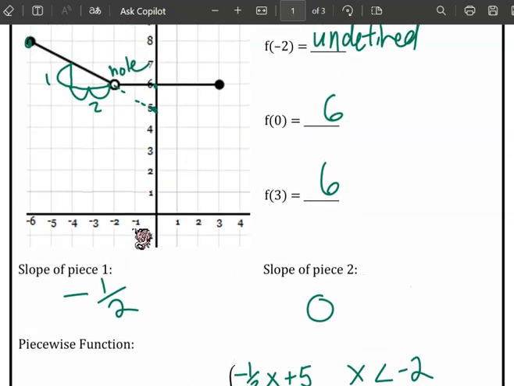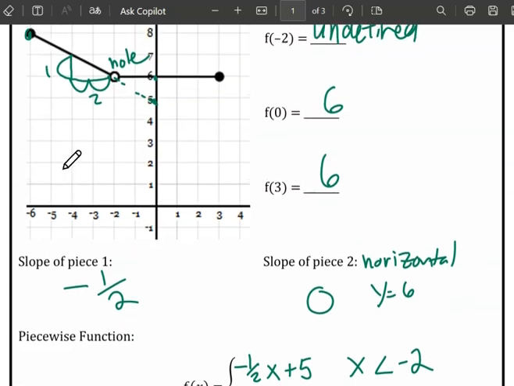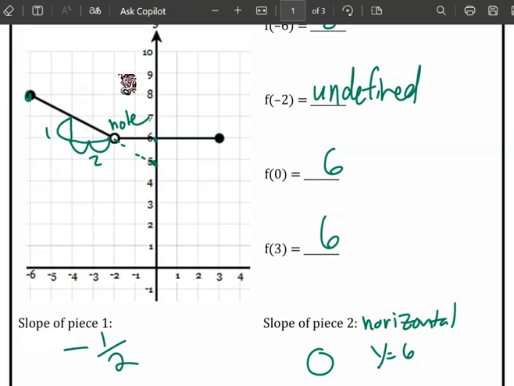And for the horizontal line, y is always going to equal 6. So this piece is 6 when x is greater than -2. And then the function is undefined at x is -2. Sometimes on piecewise functions, they will have a removable discontinuity where it actually is defined, but it's way outside of any of the pieces.